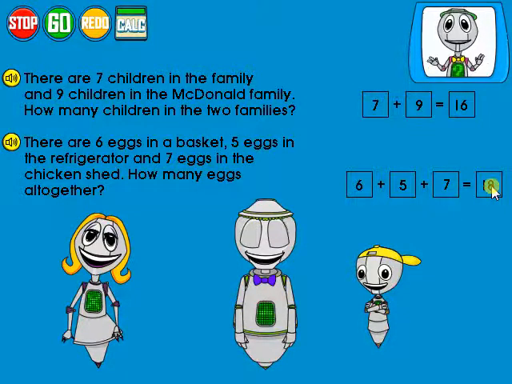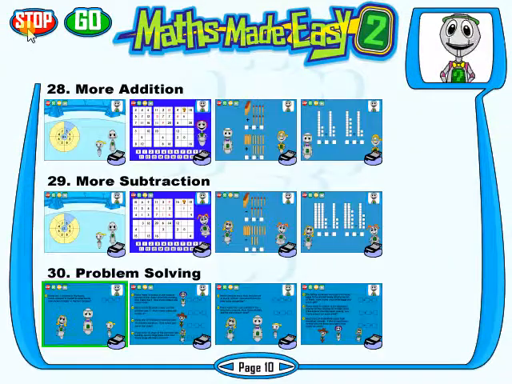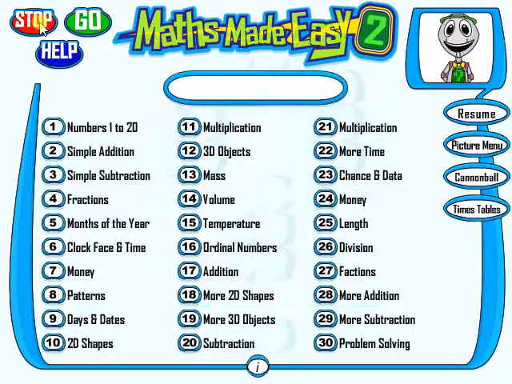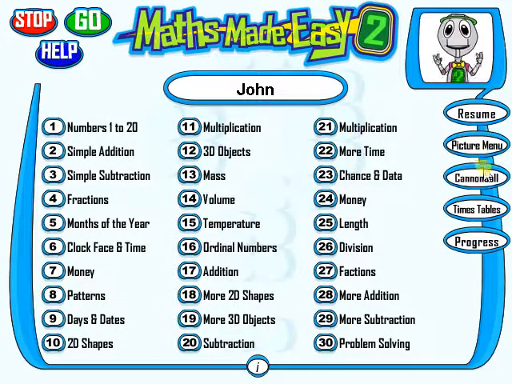Well done! 6 plus 5 plus 7 equals 18. Click on a unit you would like to try. Click on an arrow to turn the page or click on the Stop tab to return to the main menu. Click on Go to start the next unit.